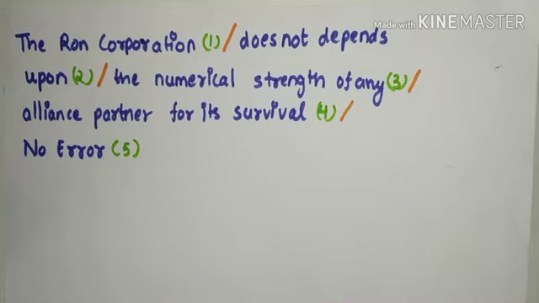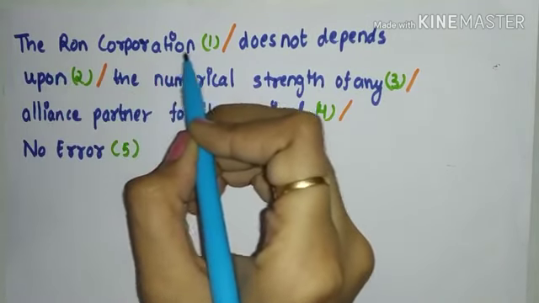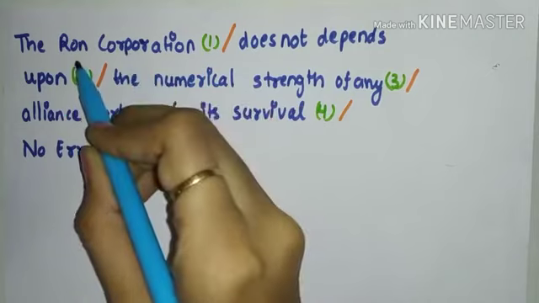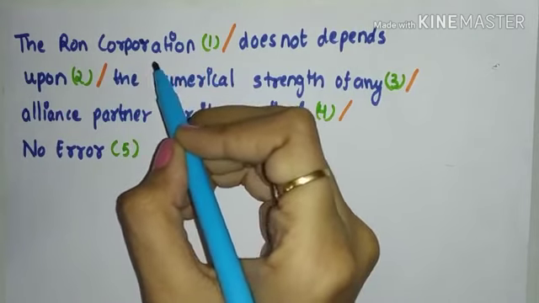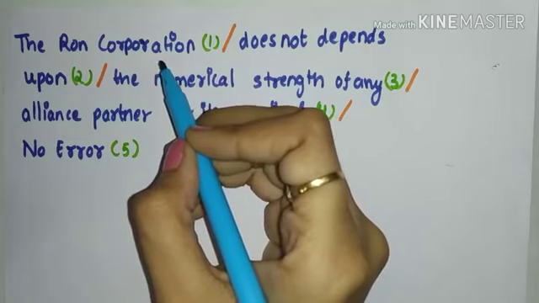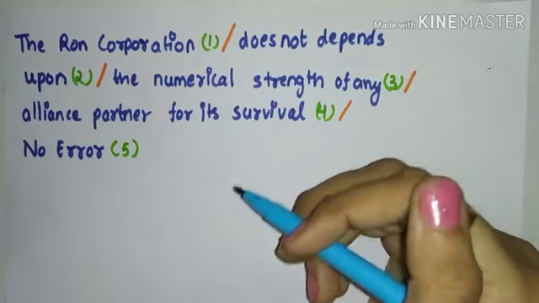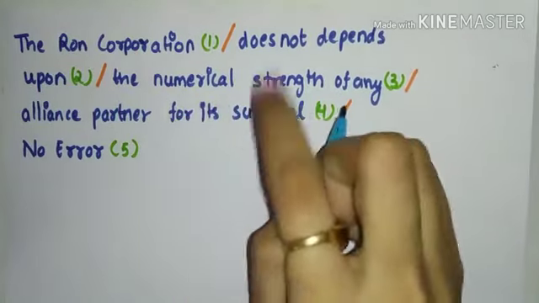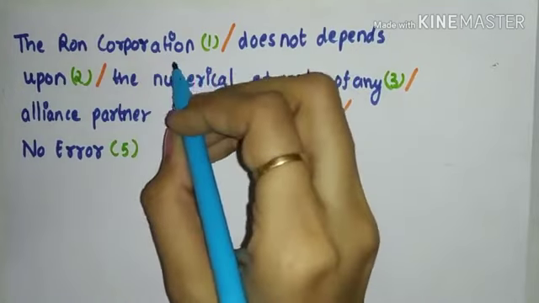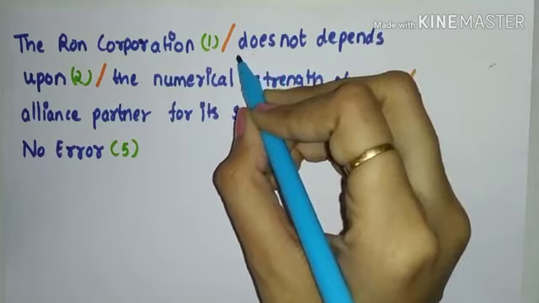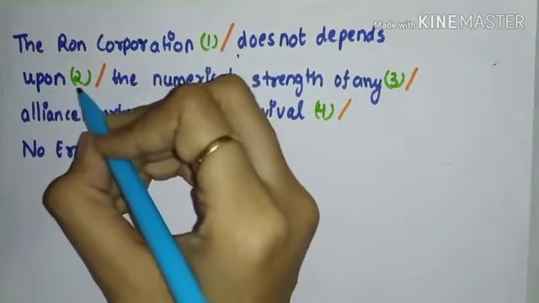Now, how to spot it? Let's look at the first part of the sentence. The Ron Corporation. I don't think there is any kind of error. Usually there is no spelling mistake. Many students think there might be a spelling mistake, so they go for it. But usually in error detection or error spotting questions, the spelling mistake is avoided, so go for the grammatical one. Let's go for the second part. Does not depends upon. Can you spot the error here? The second part is wrong.